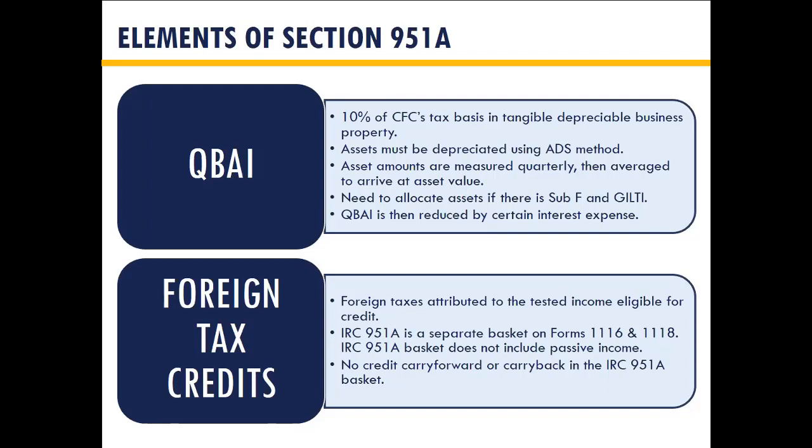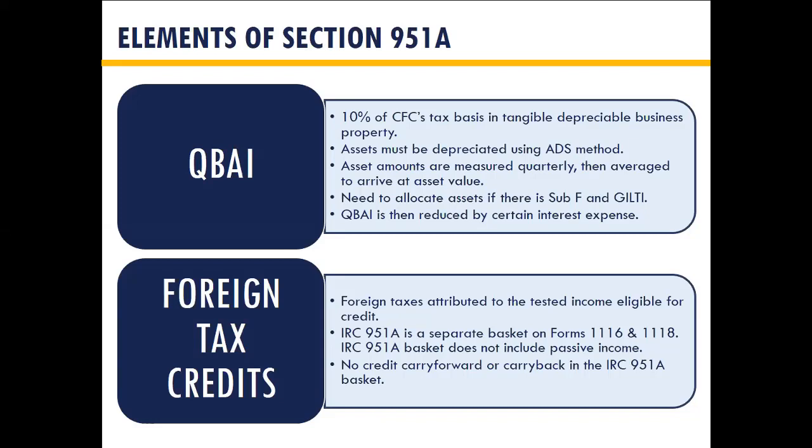With GILTI, we're required to convert those book numbers or that depreciation schedule to ADS, or using ADS lives, which are typically a little longer than maybe book and definitely longer than tax, and then use straight line depreciation and determine quarterly what the value of those assets is, or the tax basis of those assets is at each quarter. And then you average it, and that gets you to an amount to multiply times 10% and arrive at our floor. That floor can also be reduced by interest expense of the foreign corporation.